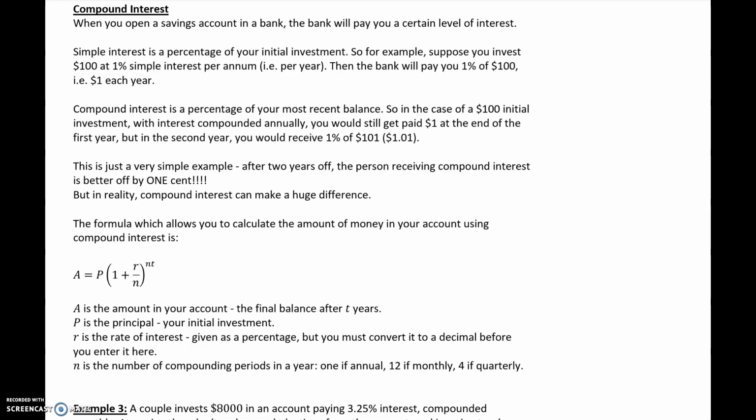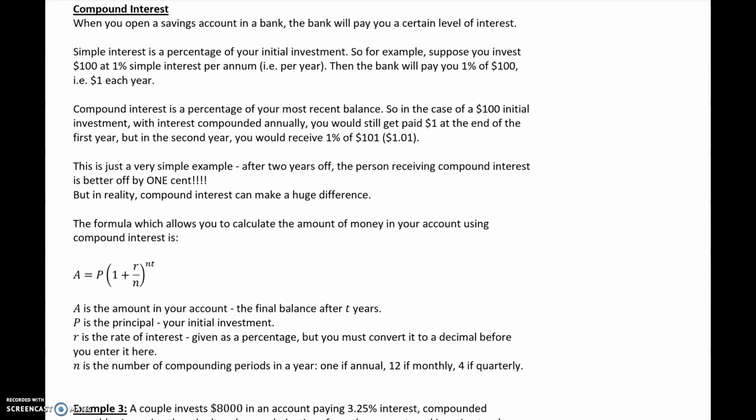Compound interest, on the other hand, is a percentage based on your most recent balance. So in the case of a $100 initial investment, with interest compounded annually instead of simple interest, you'd still get paid $1 at the end of the first year. But in the second year, you'd receive 1% of $101. Okay, so on the second year, they pay you interest based on what you had at the start of the second year. Not what you put in originally, not on your principal, but on what you had at the start of that second year. So you would get one extra penny.